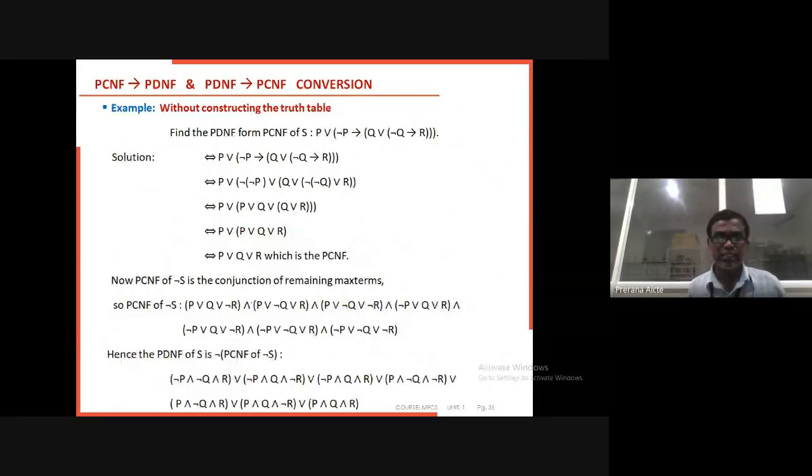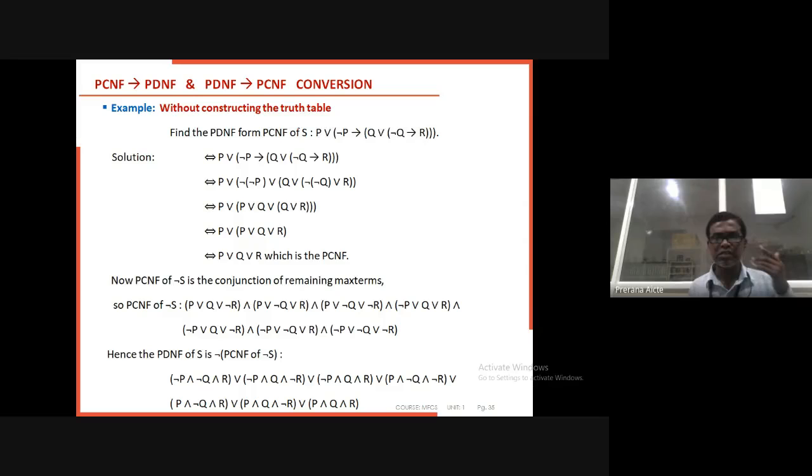Let us see a small example. Here also we can follow the truth table method. In the truth table method, I can directly write the max terms or min terms. Just construct the truth table. If you need max terms, that is PCNF, we go with the false rows. If you need PDNF, we go with the true rows. Whatever rows are true, related to those we identify the min terms and write them directly. That is the simplest way.